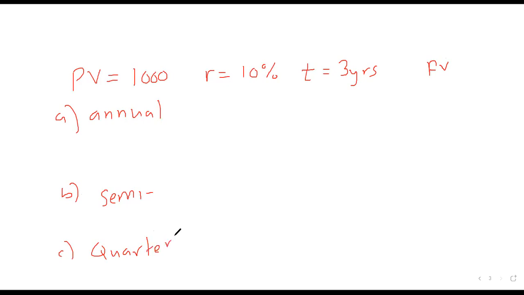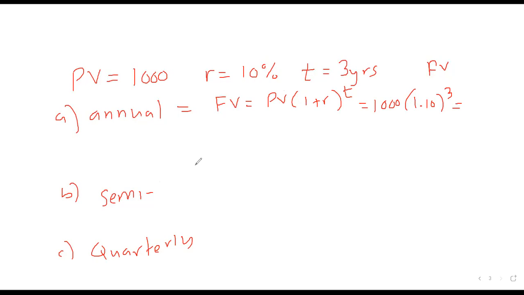So if it's annually, general formula will be what? Future value is equal to present value times 1 plus r to the power t. So this one will give us 1,000 and 1.10 to the power t, which is 3 years. That is the future value we're going to have. Okay.